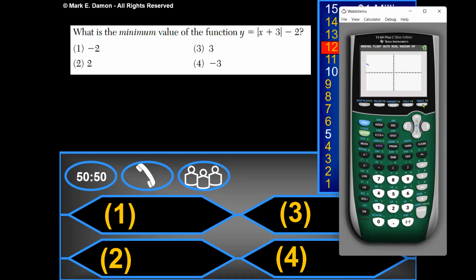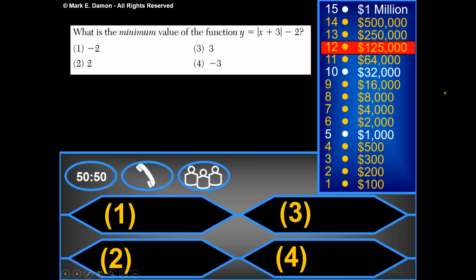You can certainly take a look at your graph and see that vertex or turning point. That is the minimum, how far down it goes. If you can't tell from the pixels, you can always second trace and calculate the minimum there. You want to be on the left side of the minimum, then on the right side of the minimum, and then take your guess. Hopefully you know that the minimum is the y value only.